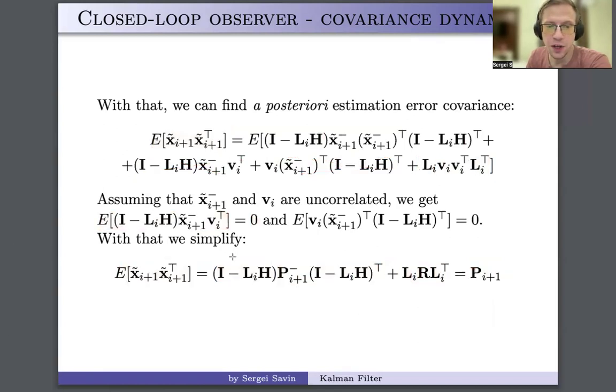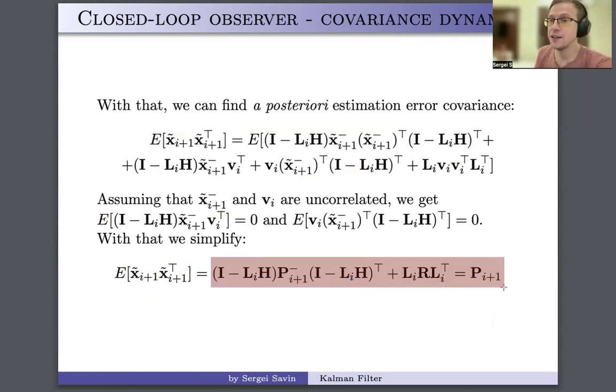So notice what we were able to achieve here is we found the covariance on the next step using our a priori covariance. So we found a posteriori covariance knowing our a priori covariance. Again, let me remind you that covariance completely describes the process. So we know exactly how on the next step, our observer will behave in terms of estimation error, simply from this equation.